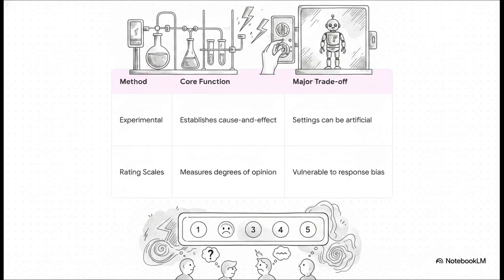Then we have rating scales. Think of a standard survey where you rate your customer experience from 1 to 5. These are absolutely perfect for measuring abstract, complex concepts or degrees of opinion, like daily anxiety levels or brand satisfaction. But they are highly vulnerable to response bias. A classic example is central tendency bias, where participants fear looking too extreme, so instead of picking a 1 or a 5, they just pick the safe middle option of 3 over and over again, simply to finish faster. We've all been there, right?